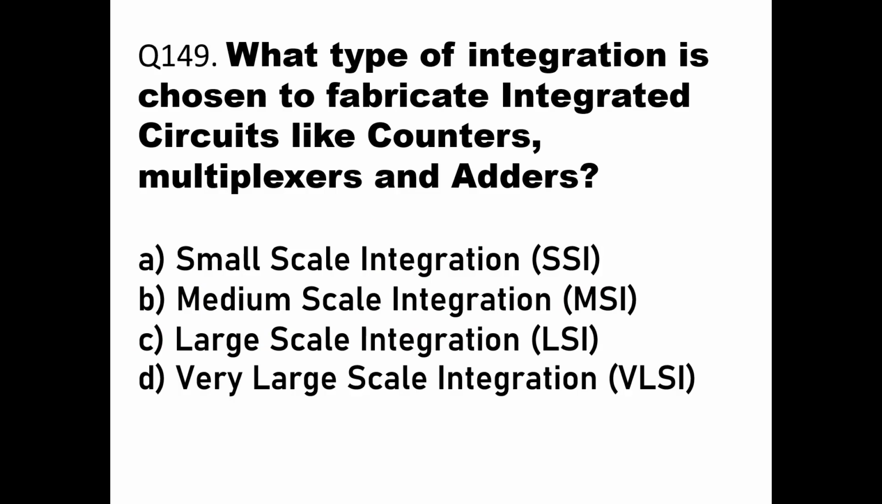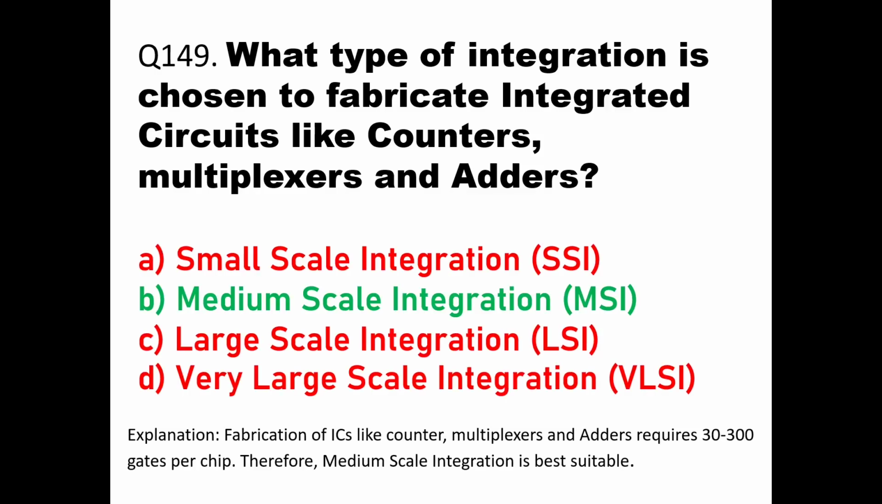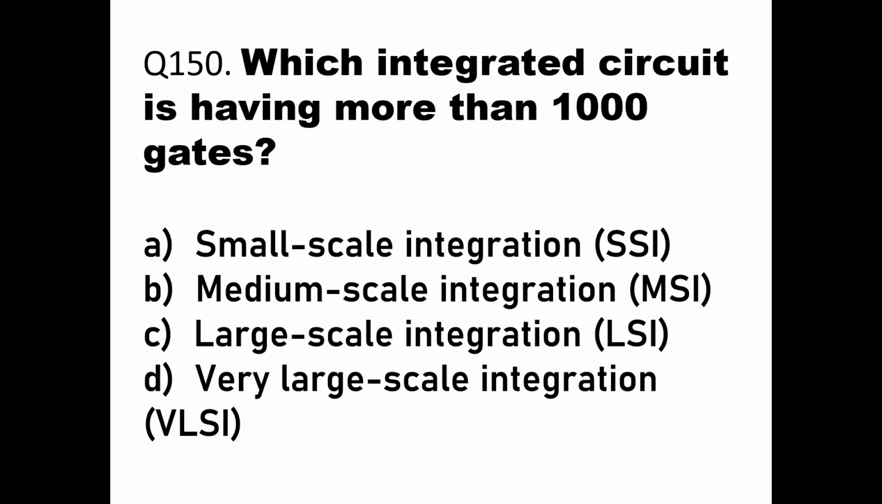What type of integration is chosen to fabricate integrated circuits like counters, multiplexers, and adders? Okay. Now these type of circuits, counters, multiplexers, and adders, have gates or components more than 10, okay, but less than 100. So that range has to be a medium scale integration. So here the option should be B, medium scale integration. Okay, counters, multiplexers, and adders come under medium scale integration. Then we'll go to question number 150.